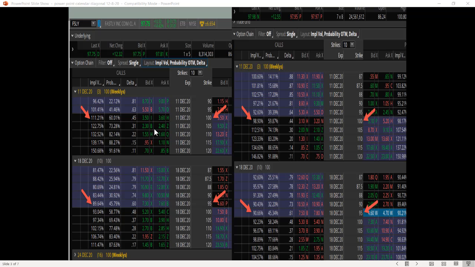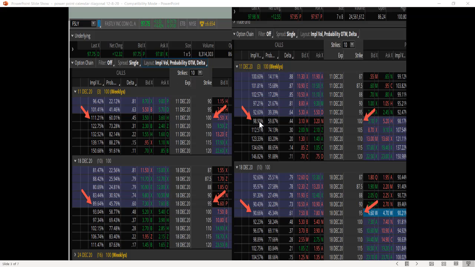So let's take a look. When we originally set the trade up this morning, on the 8th of December, we bought the 18 December 95 call. The implied volatility at that point was 89.64. At the exact same time we sold the 100 strike call in the 11 December series, closer in, and its implied volatility was 111.21. You can see the big differential, over 12 points higher for the front implied volatility. That's why we call it positive implied volatility skew.